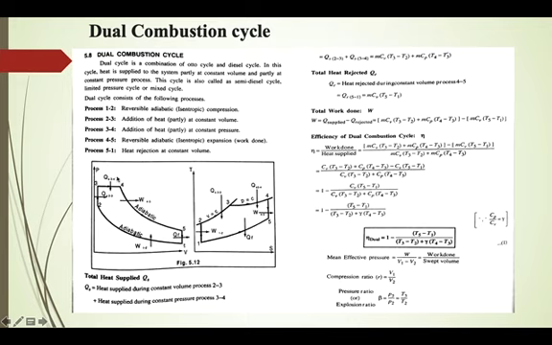So here heat addition happens in two different processes. That is why it is known as a dual combustion cycle. Heat is added partly at constant volume and partly at constant pressure. That is a dual cycle.